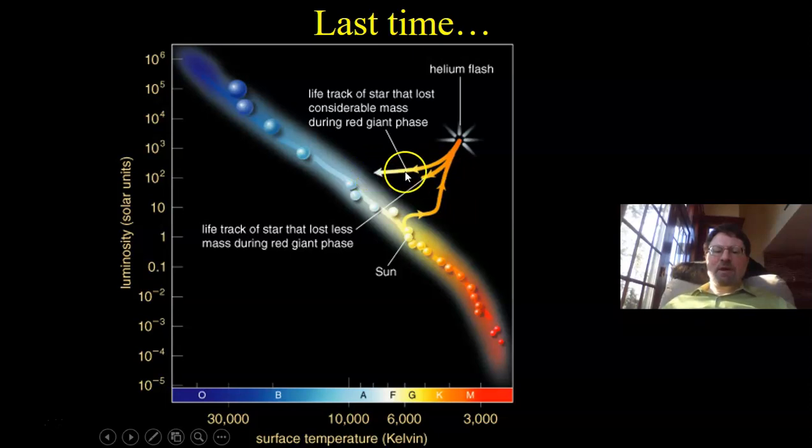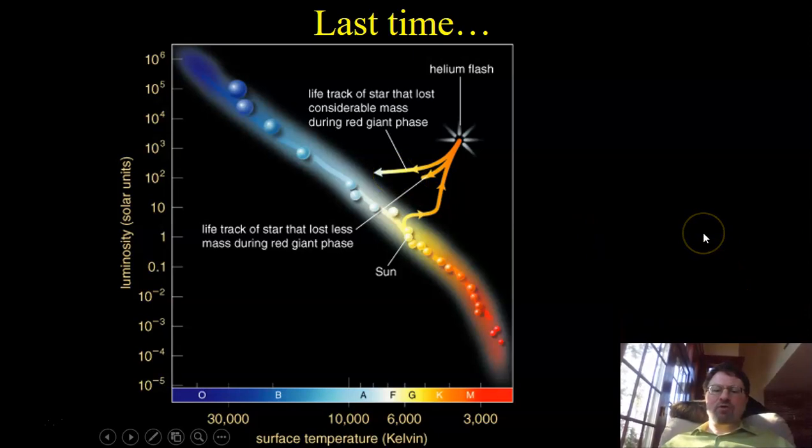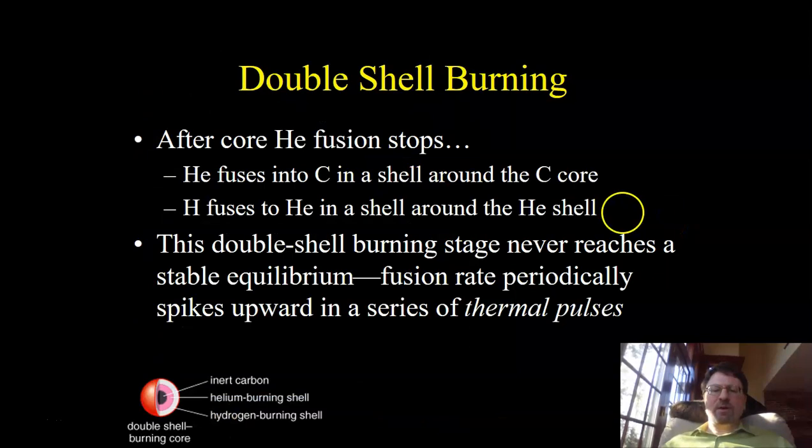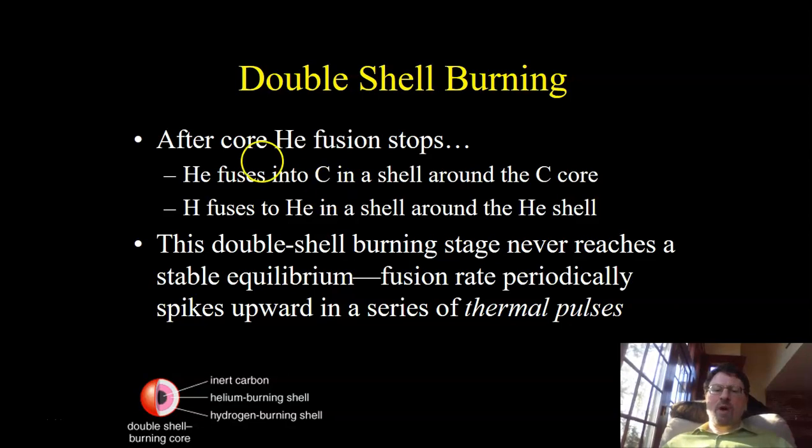We had helium fusing into carbon for these stars on the horizontal branch. And then the next thing will be what happens when you run out of that helium fuel in the center of that helium-burning star. So the idea here is that it is not quite hot enough yet for carbon to be fused from helium. So what instead happens is that helium continues to fuse in a shell around the inert carbon core. And then around that, you have hydrogen fusing into helium.